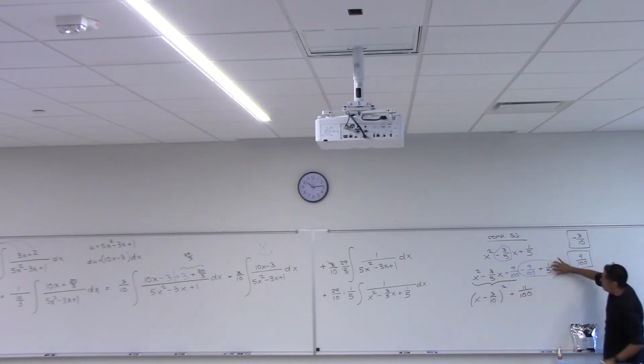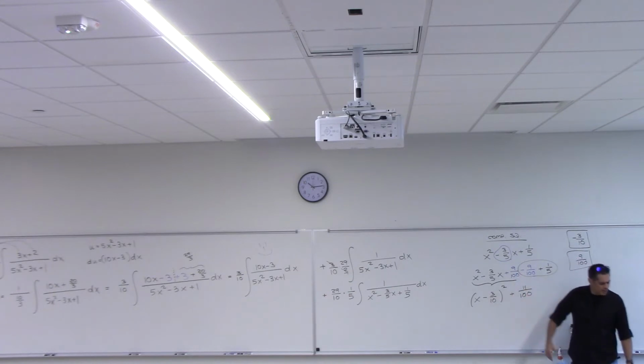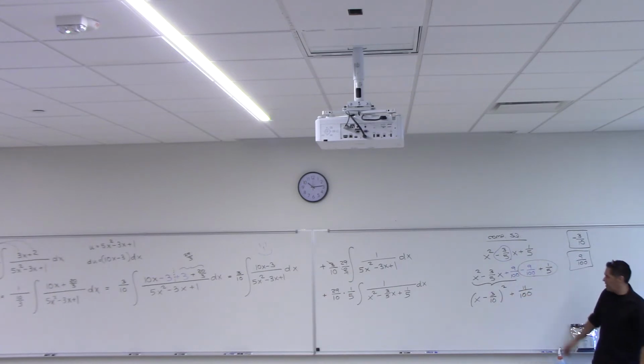You multiply top and bottom of this by 20, you get negative 9 over 100 plus 20 over 100. That's 11 over 100. Okay, good news. It's going to be arctan again, because that's a plus. If it would have been a minus, we would go to formula 20, right?